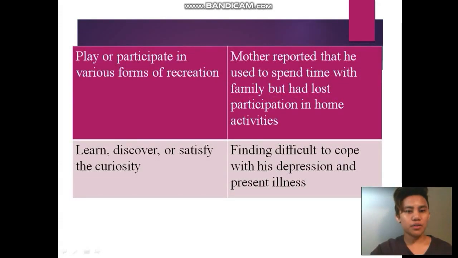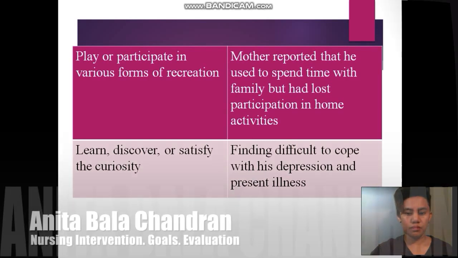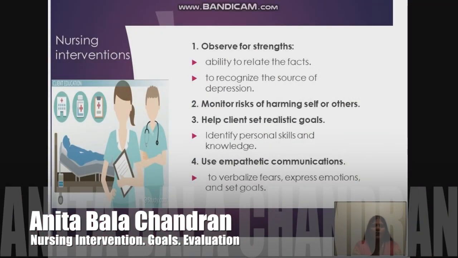On the need to play or participate in various forms of recreation, the mother reported that he used to spend time with family but had lost participation in home activities. And lastly, on the need to learn, discover, or satisfy curiosity, he is struggling to cope with his depression and present illness. I'm Mamita Balachandran from 2P.